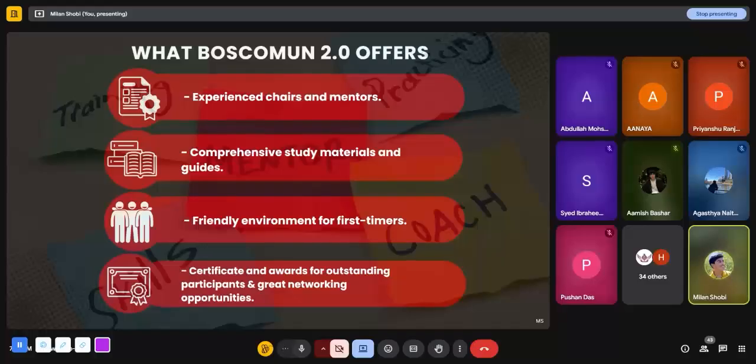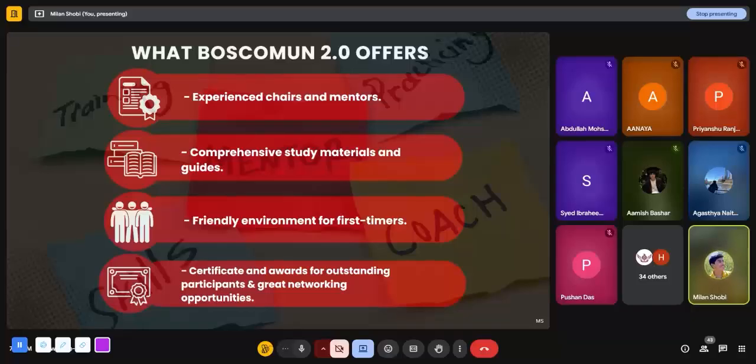Going further, we offer a very friendly environment to all the first timers. Now you might be wondering, okay, I'm a first timer. How would I even learn to know what an MUN is? After this orientation as well, you will have tons of questions and stuff. But we are here to help you.